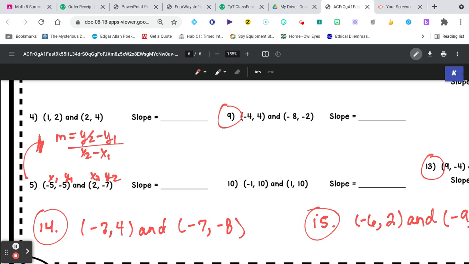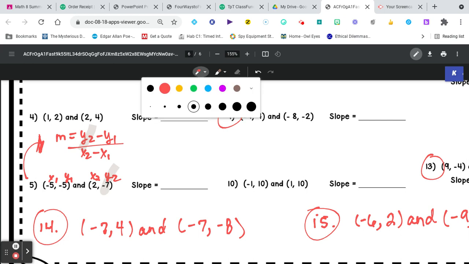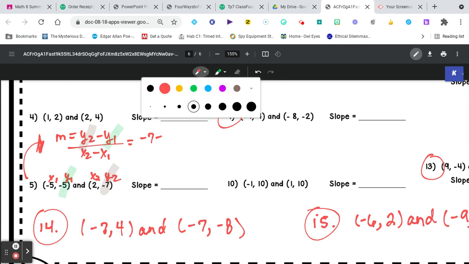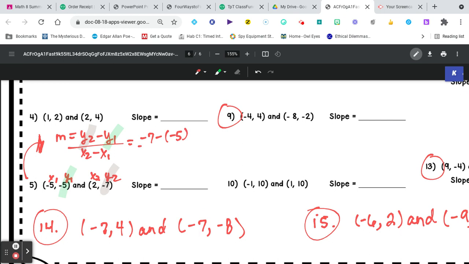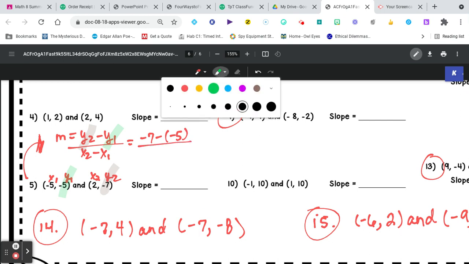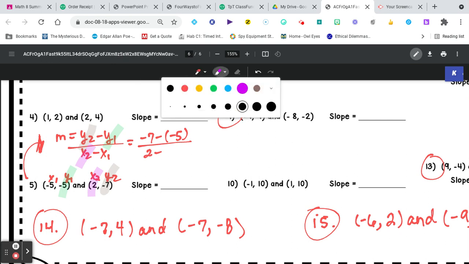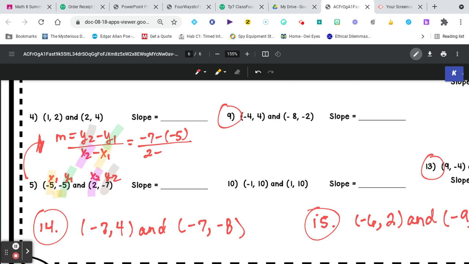So according to what I have labeled, the second y is negative 7. So I'm going to write negative 7 minus the first y. The first y is negative 5. Remember, when you subtract a negative, put it in parentheses. Divided by the second x. The second x, according to what I have labeled, is 2. Minus the first x. The first x, according to what I have labeled, is negative 5.